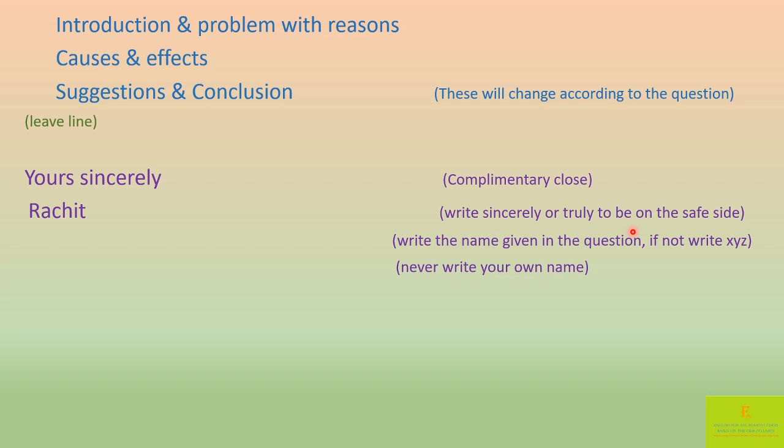So if the name in the question is given, Rachit or Rachita, you can write Rachit, any one name. And in case the name is not given, then kindly do not write your name. Write there XYZ. Then write the name that is given in the question. If not, as I have told you, don't write anything else and never write your own name.